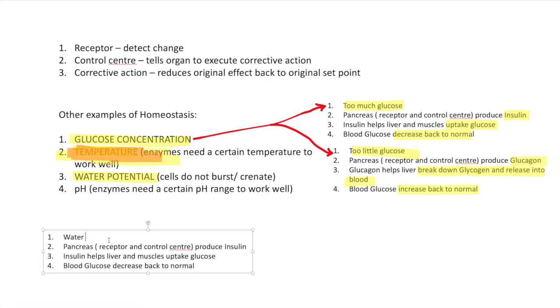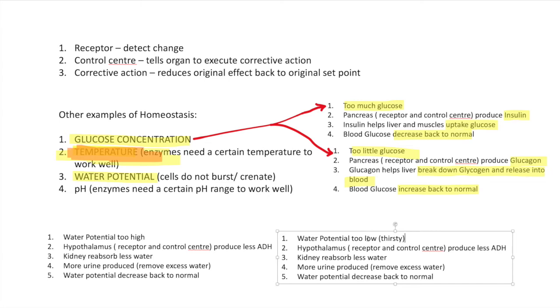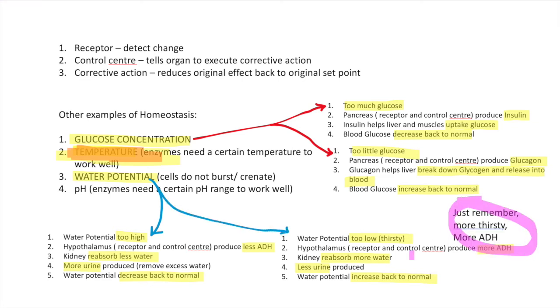Also, briefly running through the example for blood water potential. If there is an increase in water potential of the blood, the hypothalamus will be stimulated, less ADH is released, therefore less water is reabsorbed into the bloodstream and more urine will be produced. Because more urine is produced, water potential is decreased back to the normal set point. On the other hand, when water potential of the blood decreases, the hypothalamus is stimulated to produce more ADH. As a result, more water is reabsorbed, therefore less urine is produced, and water potential is increased back to the normal set point.